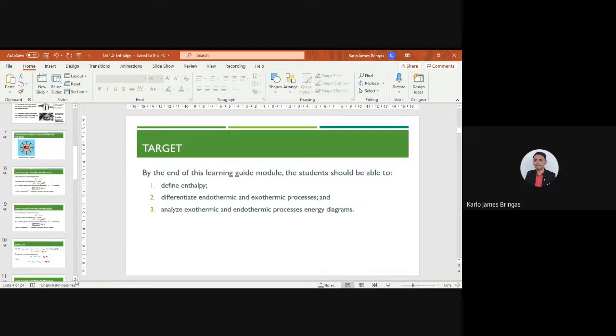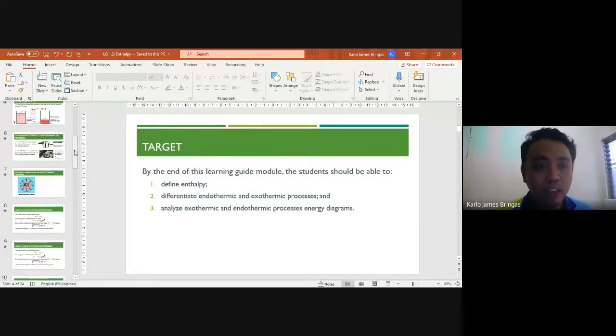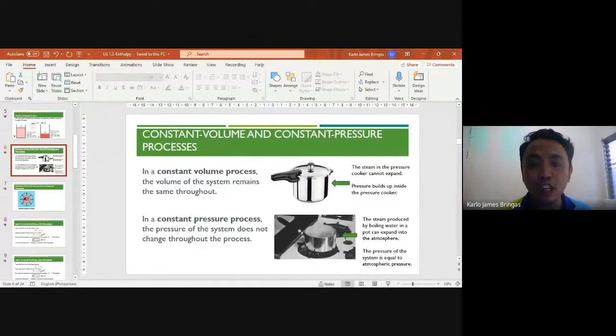So last time, we were able to discuss the internal energy. Now, as we noted, every time that there is a chemical change going on, it's always going to be accompanied by a change in energy. However, the delta E is most conveniently measured in instances of constant volume. However, in our daily lives, what we more commonly encounter is a constant pressure process. Like for instance, if you boil water in the boiling pot, that's an example of a constant pressure process. In a constant pressure process, the pressure of the system does not change throughout the process. So that's the more common situation that we encounter.